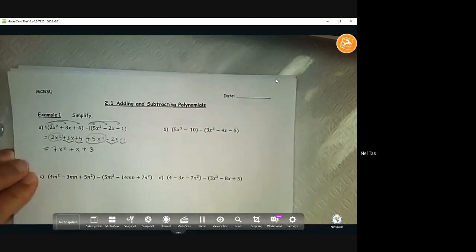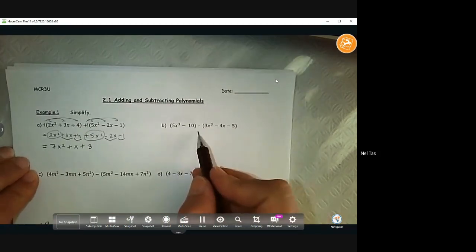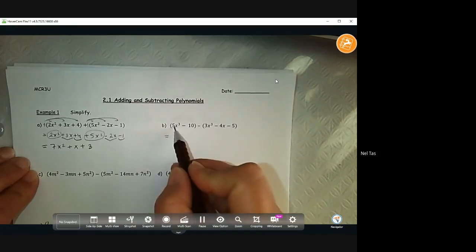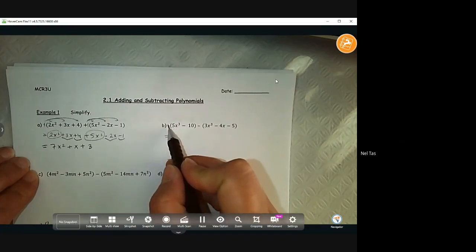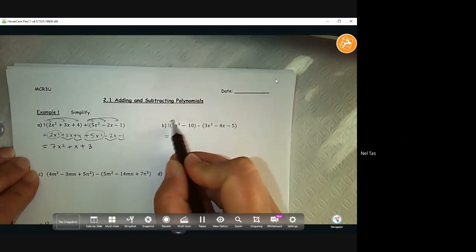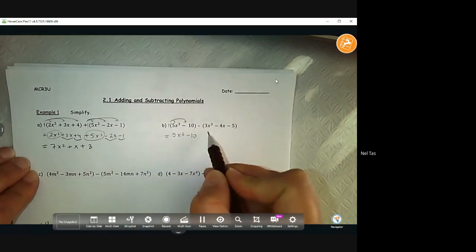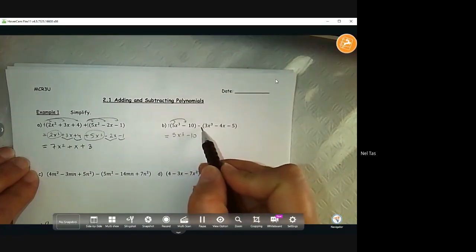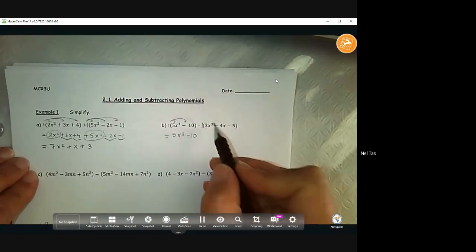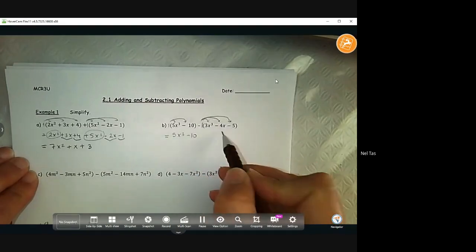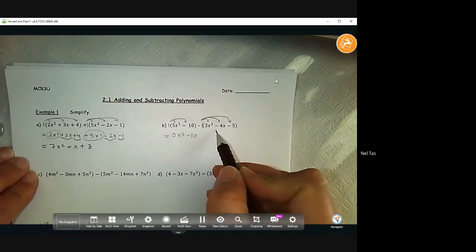Let's look at part B. Now we have subtraction of two polynomial expressions. So again, when we look at the first bracket, we don't see any number in front of it. That is positive 1. That gives us 5x cubed minus 10. In front of the second bracket, we don't see a number, but we see a negative sign. It means that there's a negative 1 here. So then we need to distribute that negative sign to all the terms in that second bracket.